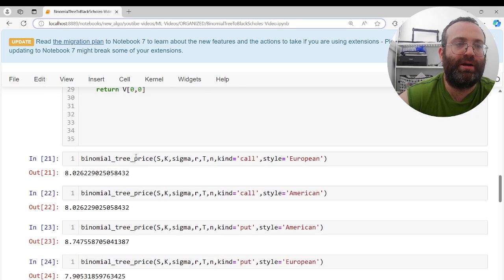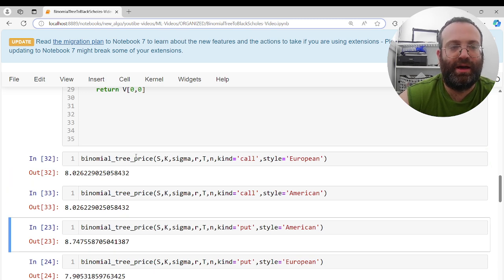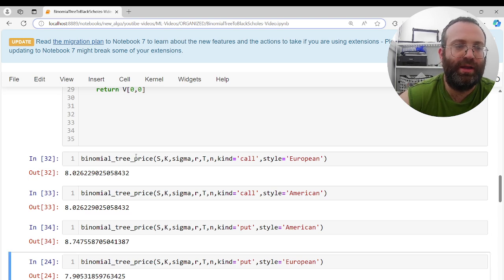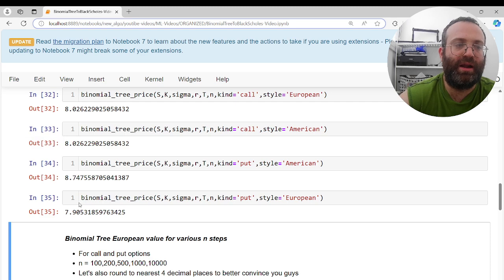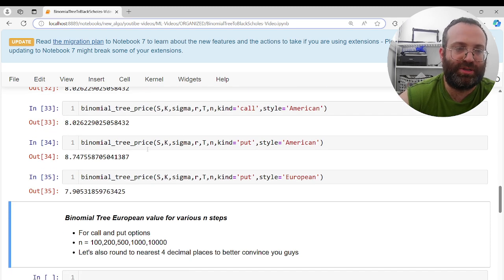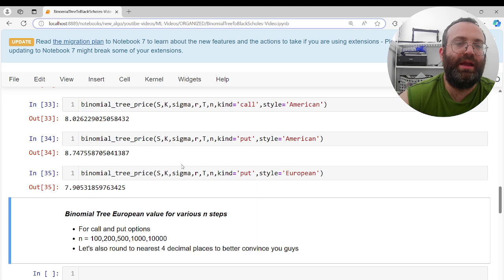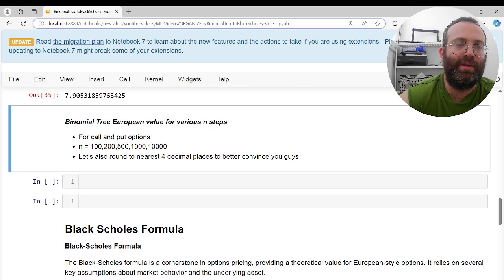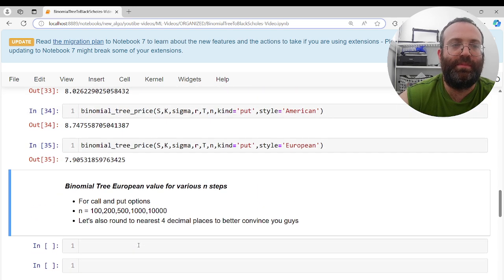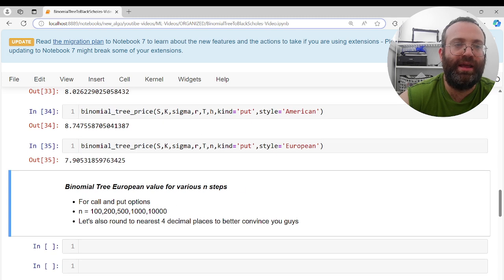Then we showed the price, of course, for a European call and then an American call, which is the same price. Early exercise is never optimal in that case. And then for an American put and the European put, the American put had a higher price because it was optimal to exercise early. Here, since Black-Scholes is for European options, I'm going to show you just European options. We're going to vary n, make n very large, and show that when n gets pretty large it converges to the Black-Scholes formula.